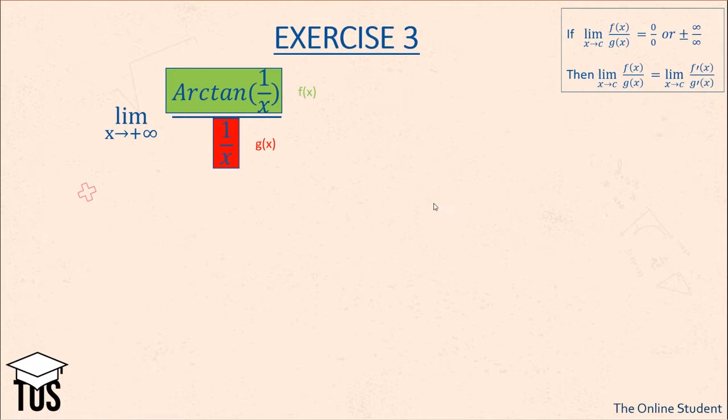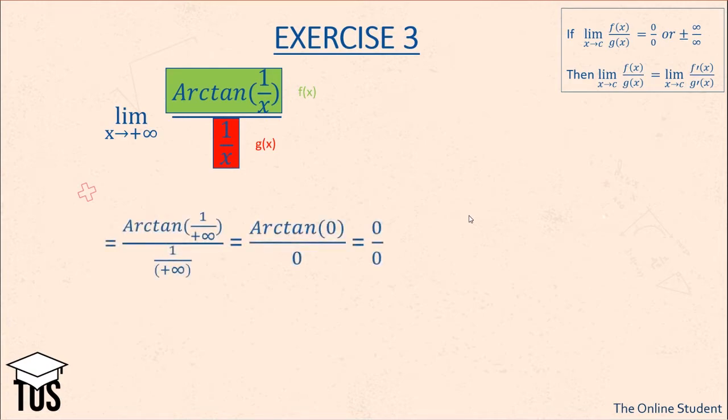Let's substitute infinity for x so we can check if we need to use L'Hospital's rule. This gives us arctan of 1 divided by infinity, divided by 1 divided by infinity. We know that 1 divided by infinity is 0, so we have the arctan of 0 divided by 0, which comes down to 0 over 0, so we can use L'Hospital's rule.